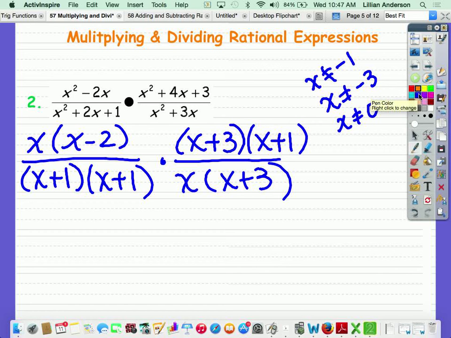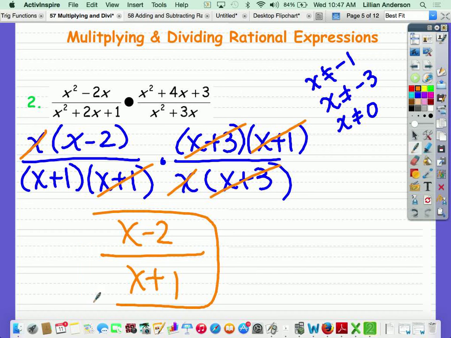Now let's cancel. x plus 3s, x plus 1s. So you can't cancel both, just one, because there's only one at the top and one at the bottom. And the x's. So that leaves me with x minus 2 over x plus 1, and that's my final answer.